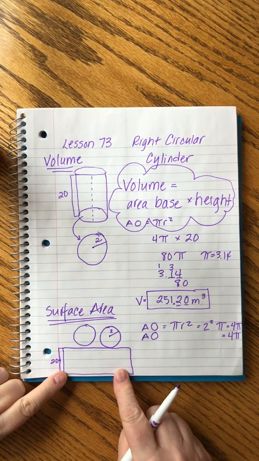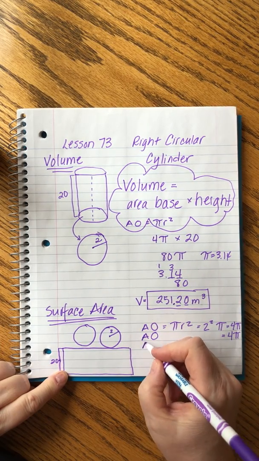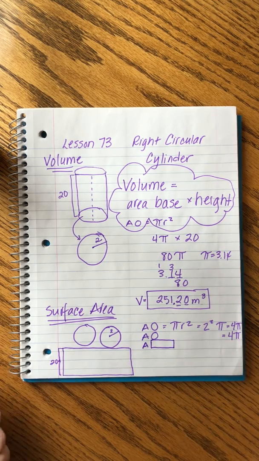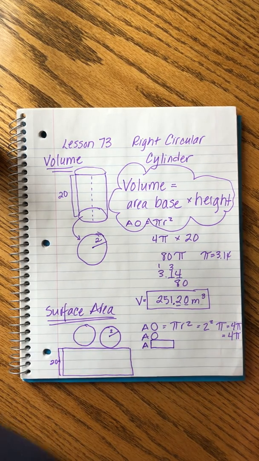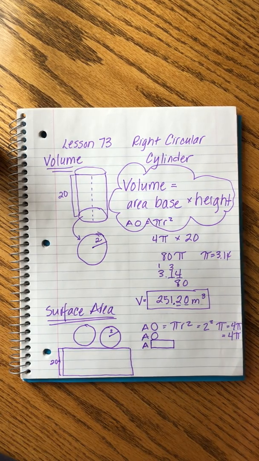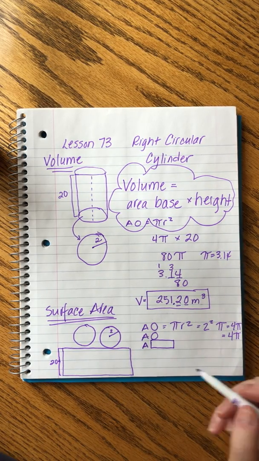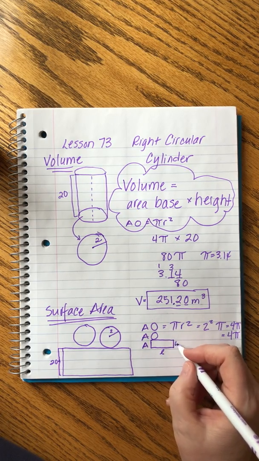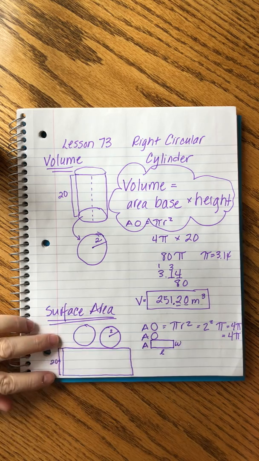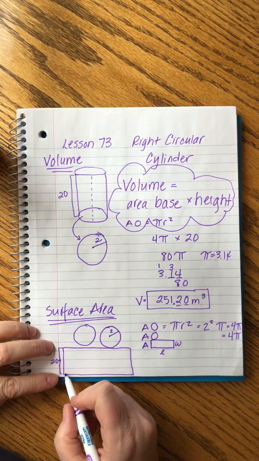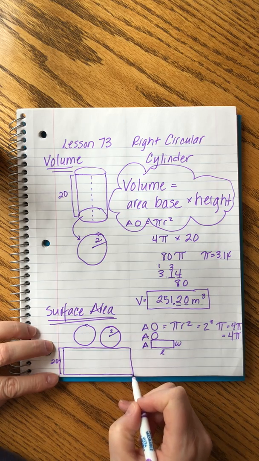Now we need to find the area of the big rectangle. Not to scale, sorry. That was a really weird looking rectangle. How do we find the dimensions of this? We need to know the length and we need to know the width of this rectangle. Well, we know right here that the width is 20, but what is this distance here? How can we find that?